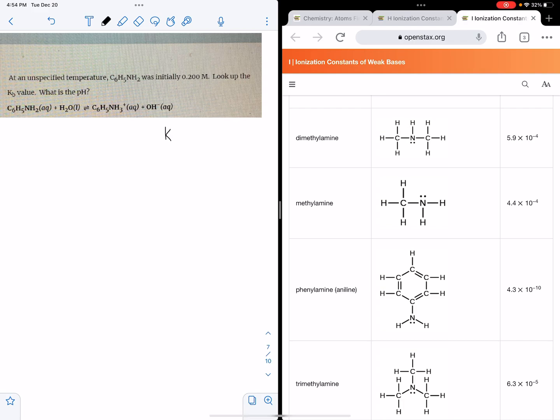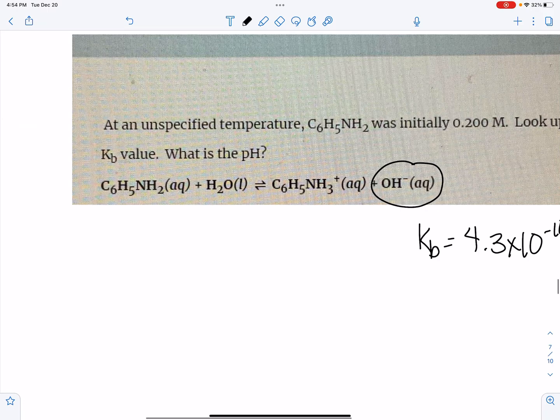Notice this says KB is equal to, because that's an OH group, I have to call it KB. This is super important for next week: pay attention to whether or not you're calling it KA or KB. Super duper important. That's KB. Now I'm going to work it the rest of the way.